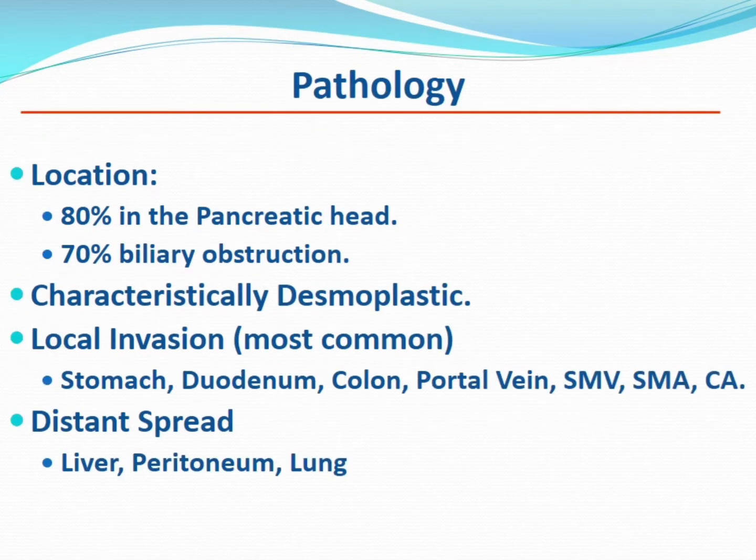As we have said, about 80% of ductal adenocarcinoma occur in the head of the pancreas, and about 70% of ductal adenocarcinoma is associated with biliary obstruction, and there is the characteristic desmoplastic reaction. Local invasion is common. Distant spread to the liver and peritoneum and lung also may occur.